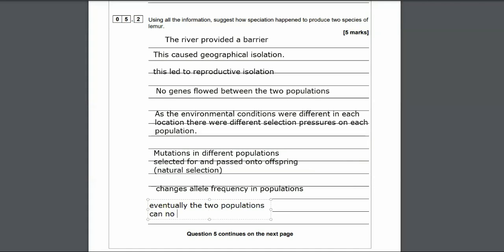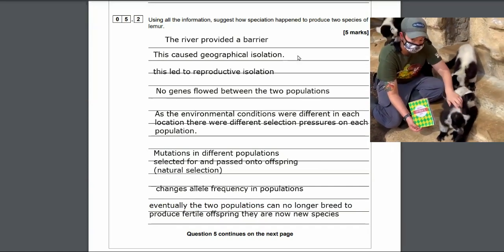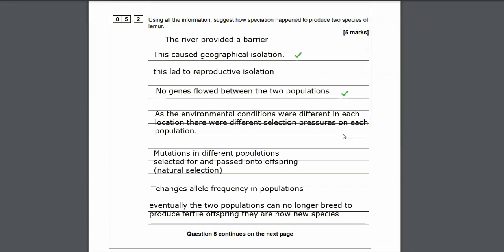Eventually, the 2 populations will have changed enough in their genetics that they will no longer be able to breed and produce fertile offspring. Even if you took 2 members from either side of the river, got them together, stuck them in a cage, and tried to get them to get it on, they would not produce a fertile offspring. They might at best be able to produce a hybrid. So now they are 2 species. Awesome. Okay, that's 5.2. Let's move on.